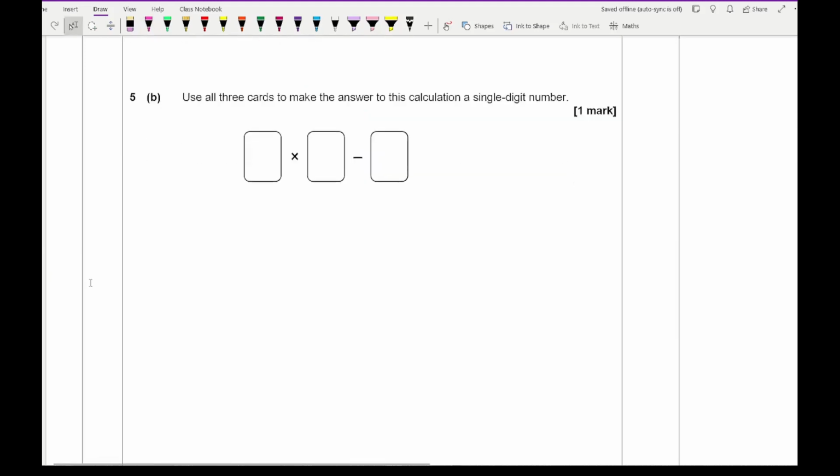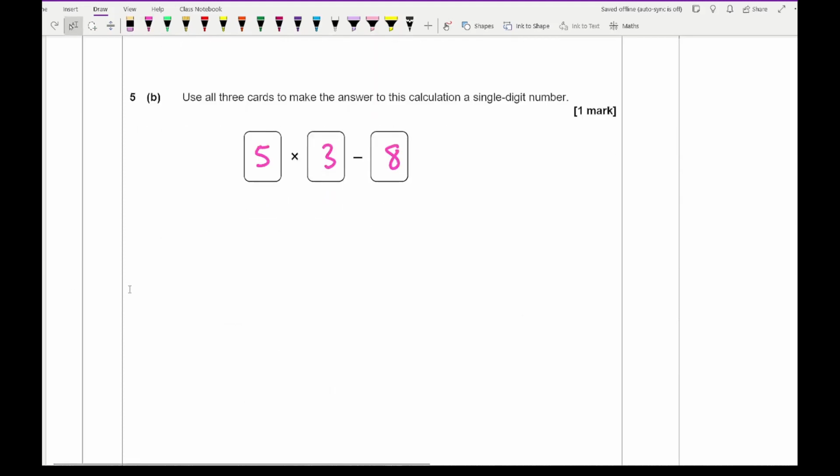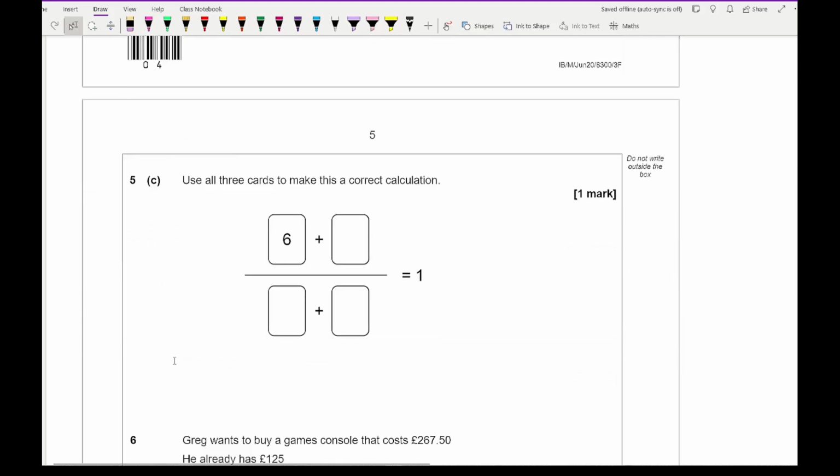Question 5b, it says use all 3 cards to make the answer to this calculation a single digit. So again, looking at the numbers we've got, we want to have the smallest possible multiplication, so that's going to be 5 times 3, which is 15, take away 8, which gives us 7. Now you could have the 3 and the 5 the other way round, and that would be absolutely fine, but any of those answers would get the mark.